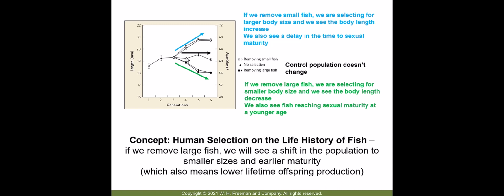So the concept here is that we can also impose selective pressures on life history traits of populations. If we remove the large fish, we're going to see a shift in the population to smaller sizes and earlier maturity. And of course, what that means overall for the fishing industry would be a lower lifetime offspring reproduction. These fish are smaller, and those small individuals often will have fewer offspring. So that gets us through the data interpretation for Chapter 7.